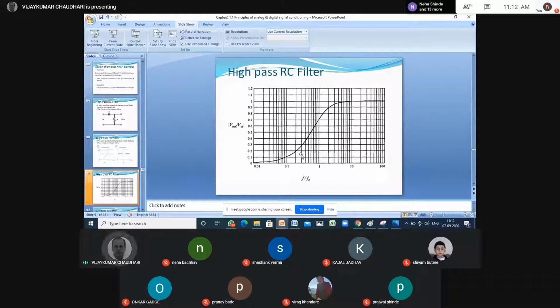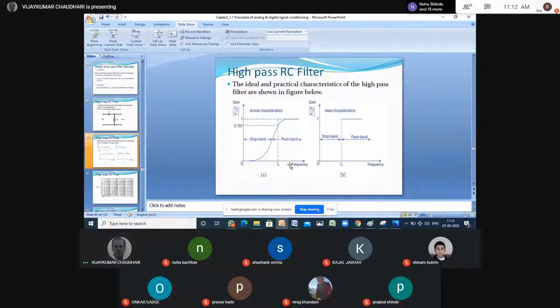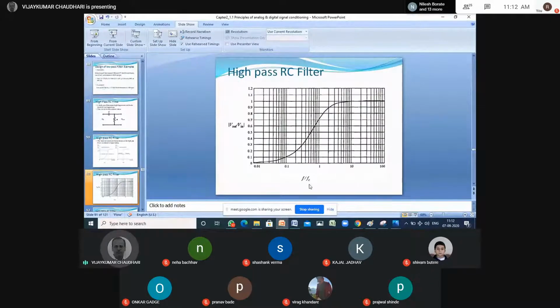So this is the characteristics on logarithmic scale. Here it is drawn on simple frequency, right? Here it is f upon fc, and that too on semi-log paper. This is logarithmic scale, this is linear scale. So we get such a characteristics, and at 0.707, f is equal to fc, f upon fc will be equal to 1, and output will be 0.707. So this is cutoff frequency.